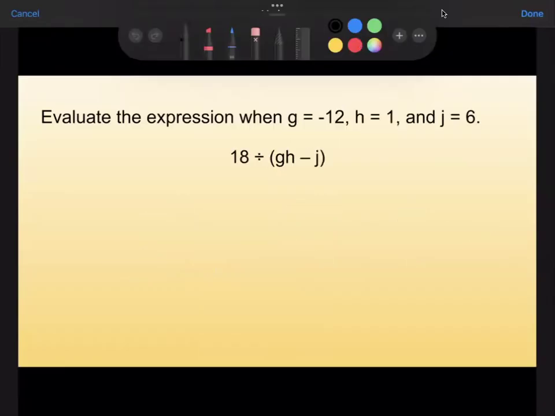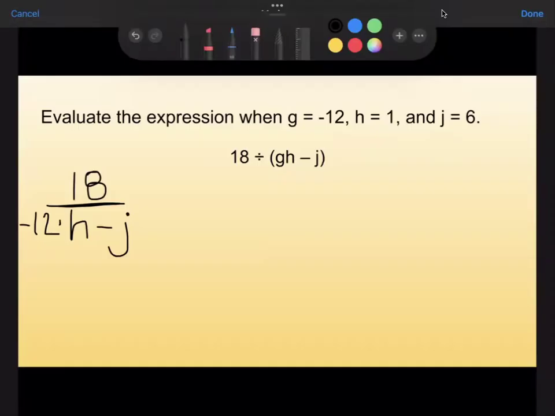Okay, here is our next one. And in this one, we have multiple variables to substitute in. So I'm going to rewrite the expression as 18 divided by g times h minus j. Now I'm going to start doing my substituting. For g, I'm going to substitute in -12. So this is going to be -12 over here. And there's a times in between there.